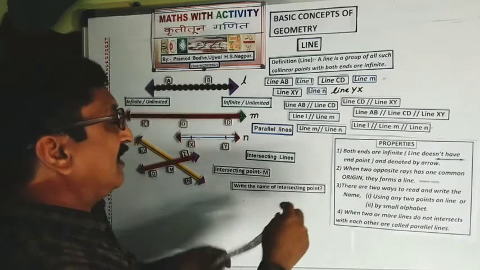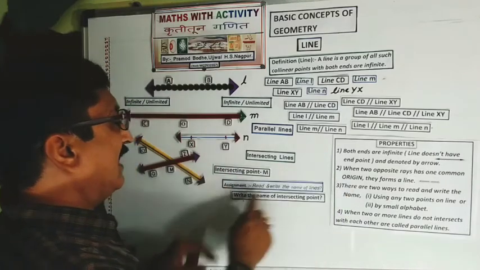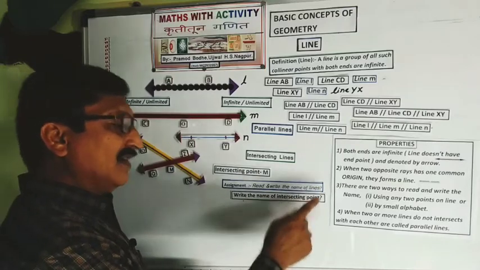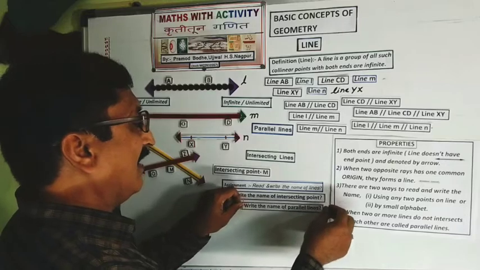You have to solve some homework. You have some assignment here. The assignment is to read and write the name of lines, write the name of intersecting points, and you have to write the name of parallel lines also.